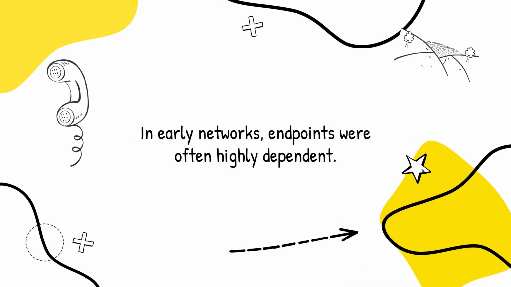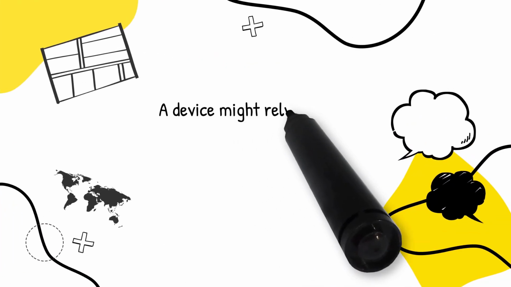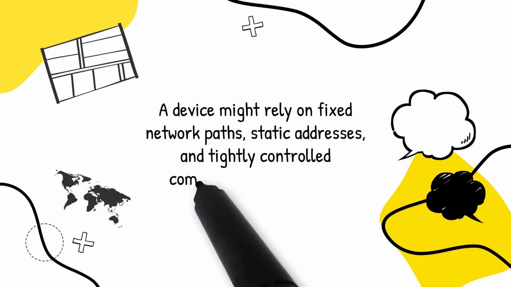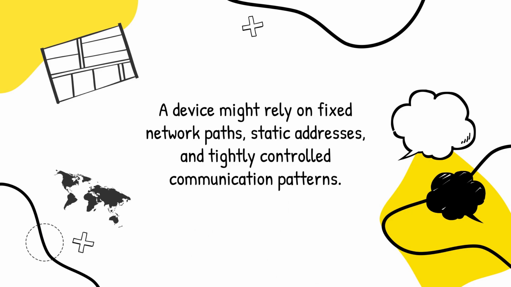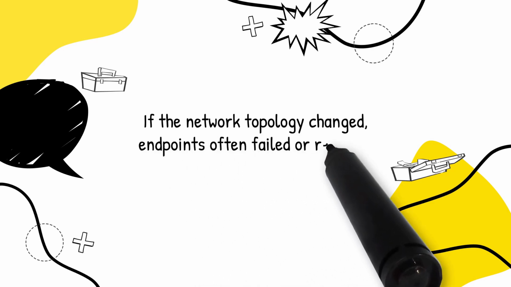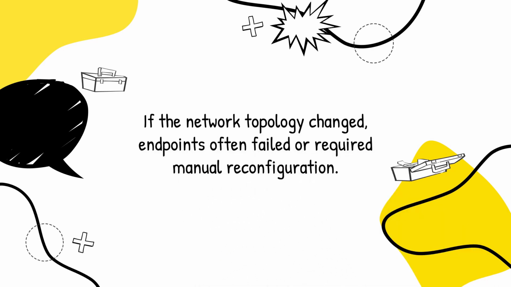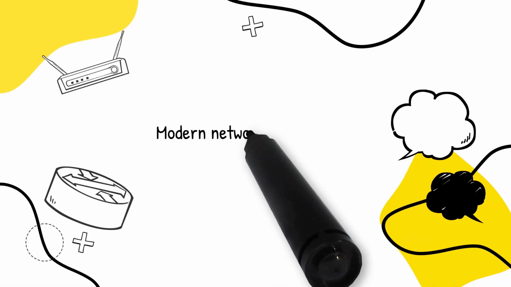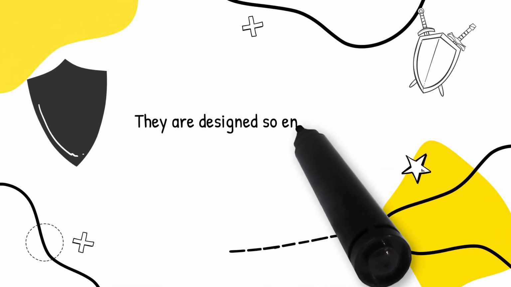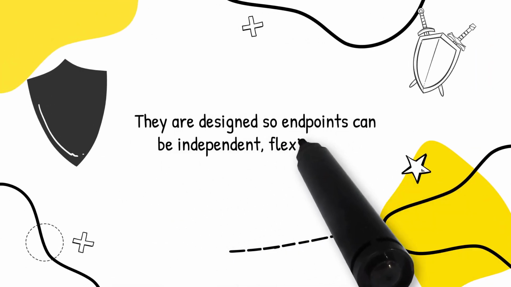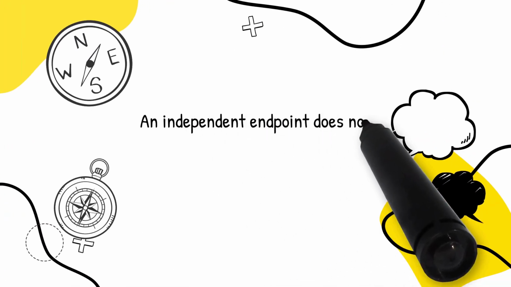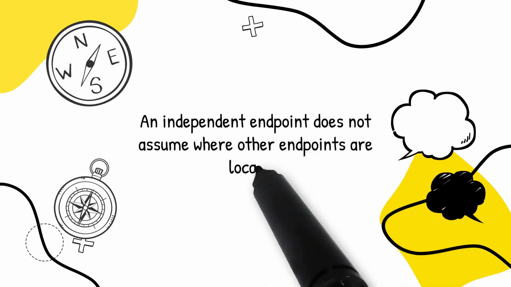In early networks, endpoints were often highly dependent. A device might rely on fixed network paths, static addresses, and tightly controlled communication patterns. If the network topology changed, endpoints often failed or required manual reconfiguration. Modern networks aim for the opposite. They are designed so endpoints can be independent, flexible, and resilient.